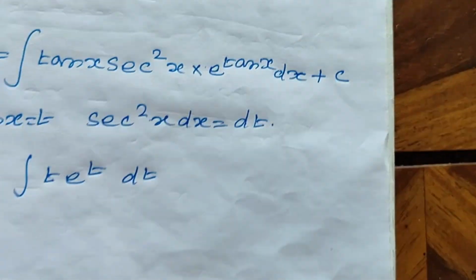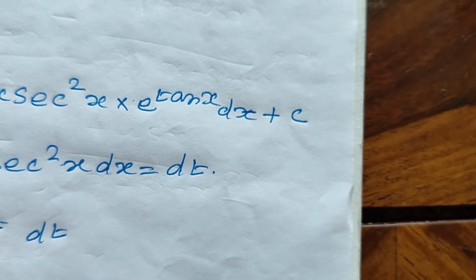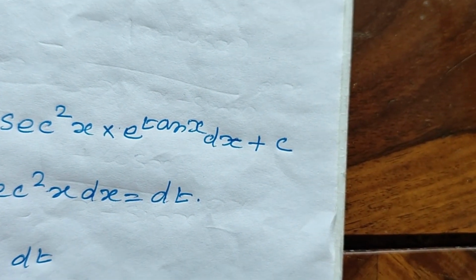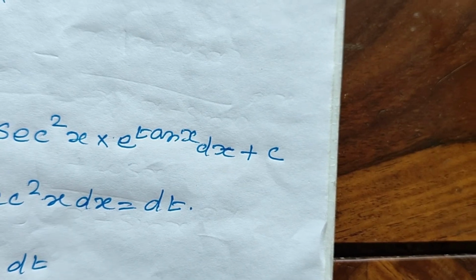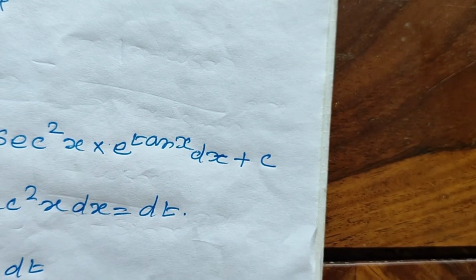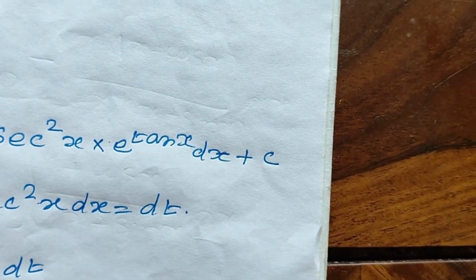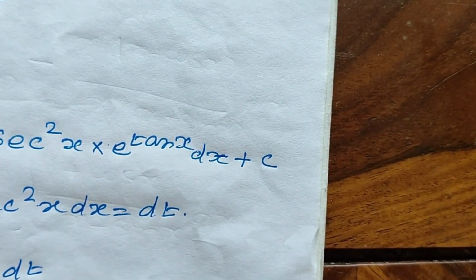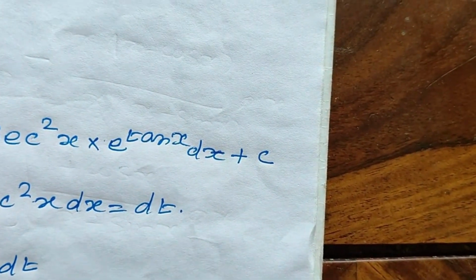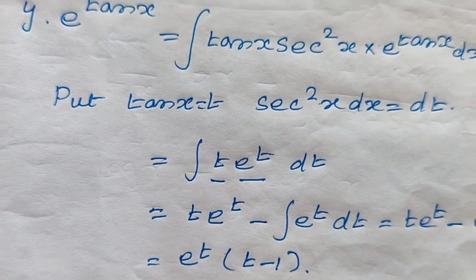Now here we use the uv method: u equal to t, v equal to integral e power t, that is e power t. So the integral is t e power t minus integral v du, that is e power t dt. So that becomes t e power t minus e power t. Taking e power t outside, we get e power t into t minus 1. What is t? t is tan x.